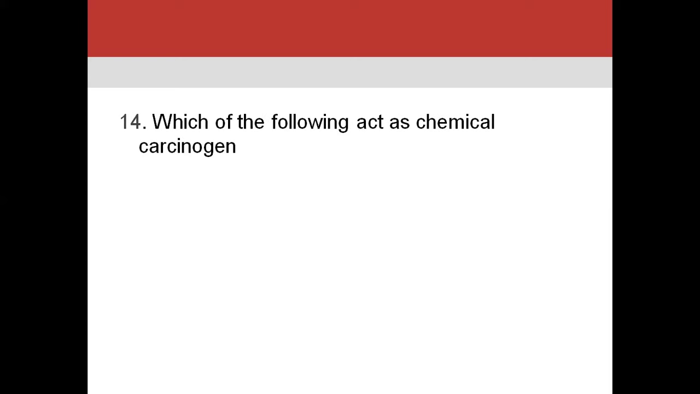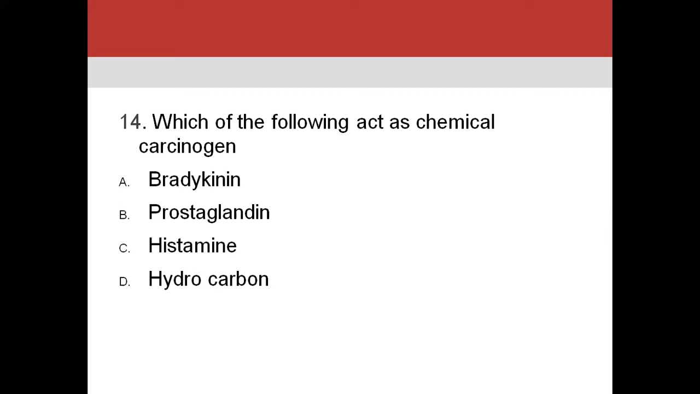Next question, which of the following acts as a chemical carcinogen? Option A, bradykinin. Option B, prostaglandin. Option C, histamine. And option D, hydrocarbon. So here the right answer is hydrocarbon.